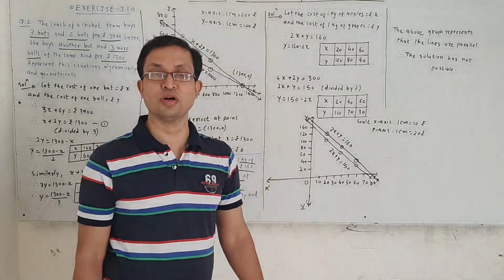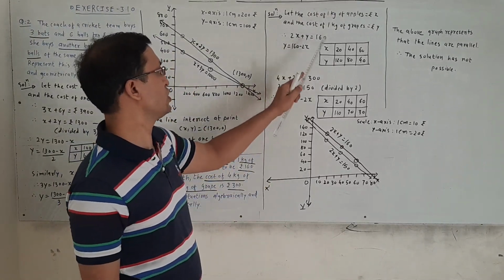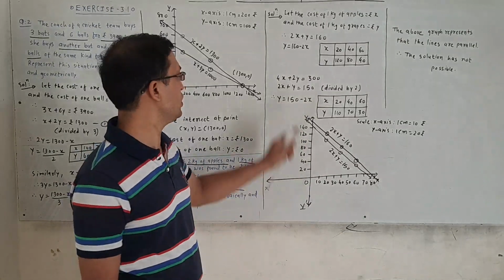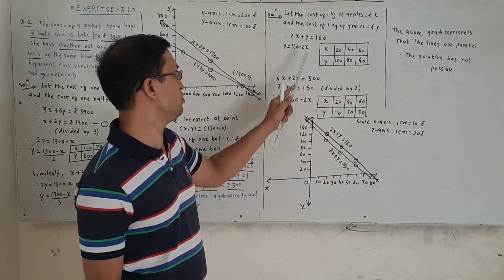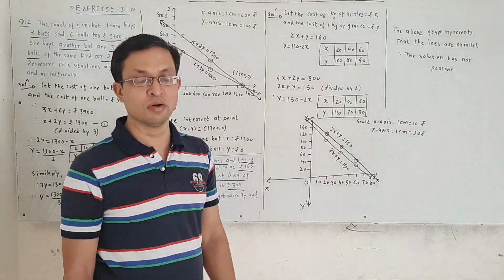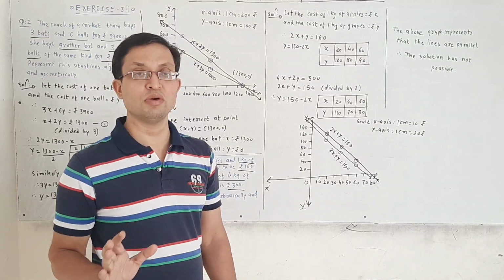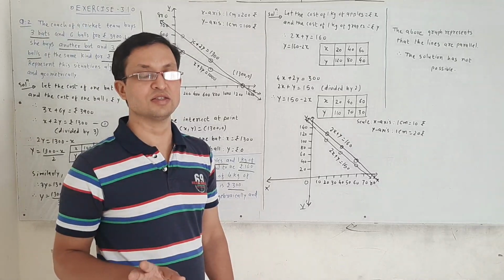Both lines do not intersect at any point. We can easily say that here 2x plus y is equal to 160. Here 2x plus y is equal to 150. Ratio of a1 by a2 is 1. b1 by b2 is also 1. But c1 by c2 is not equal to 1, it is 16 by 15. Therefore, a1 by a2 is equal to b1 by b2 is not equal to c1 by c2. That means an inconsistent solution.